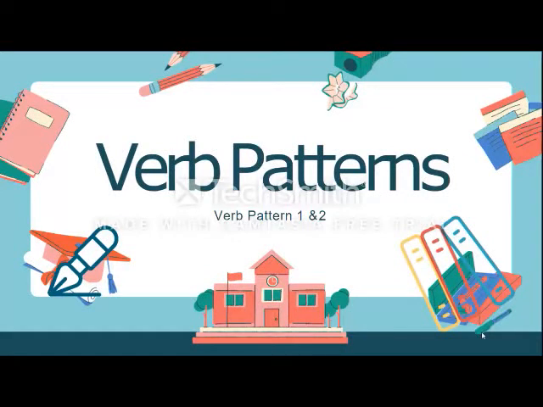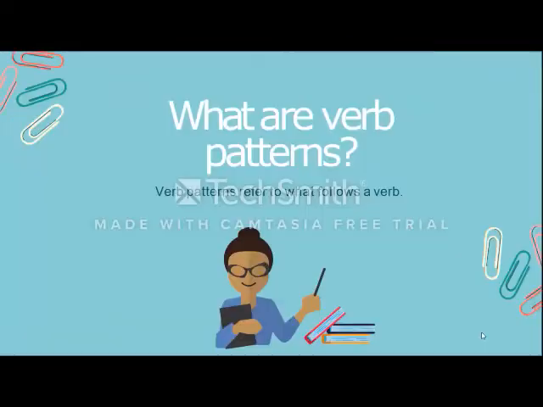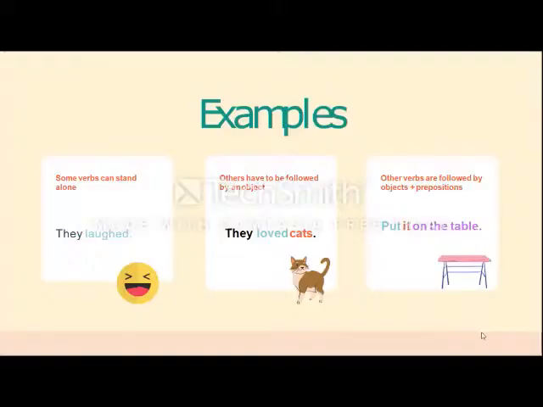Exercise in verb patterns. Let's know first what verb patterns are. Verb patterns refer to what follows a verb. So in a sentence, anything that comes after a verb should have patterns, and that's what we call verb patterns. For example, some verbs can stand alone, as in the sentence, they laughed. The word laugh doesn't need to be followed by anything.